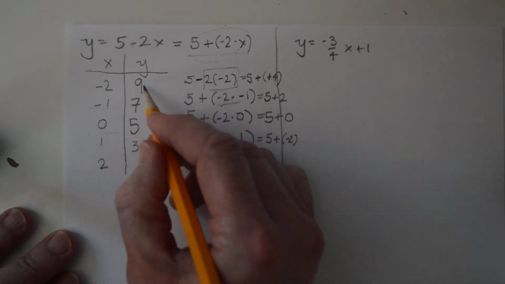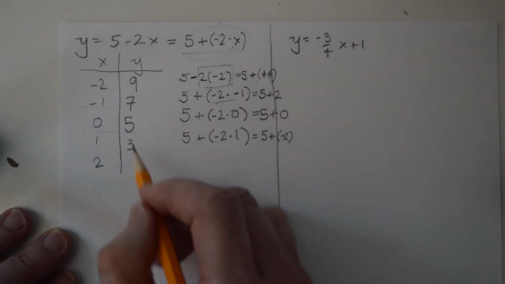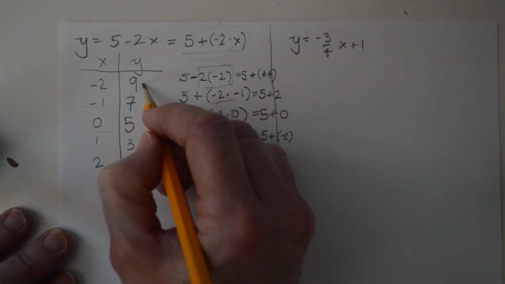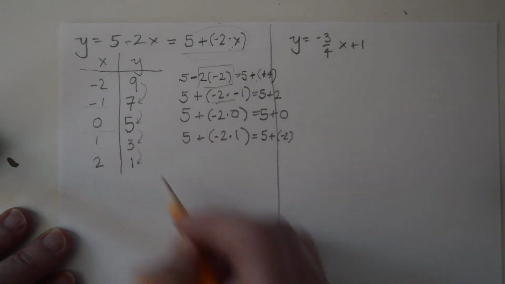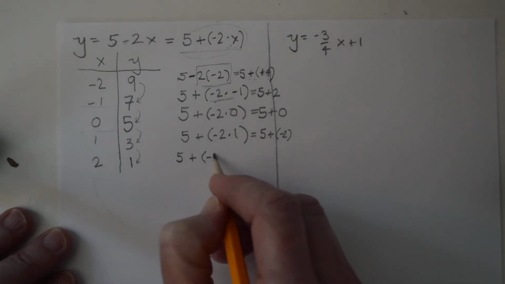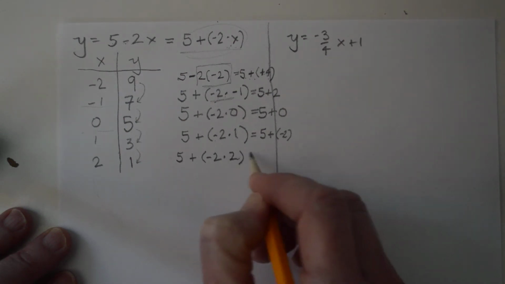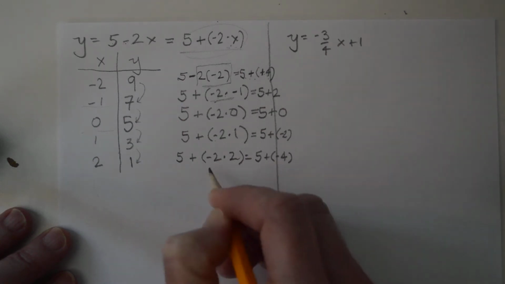Again, you could probably be looking at this and say, I could guess that this next one's going to be 1 because each time it's decreasing by 2. But let's just do it to verify. It's 5 plus -2 times regular 2, so this becomes 5 plus -4, which is in fact 1.